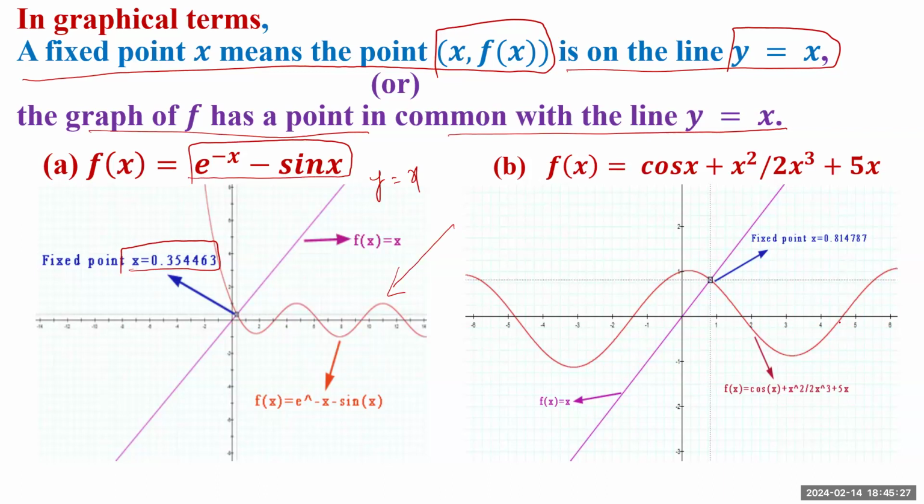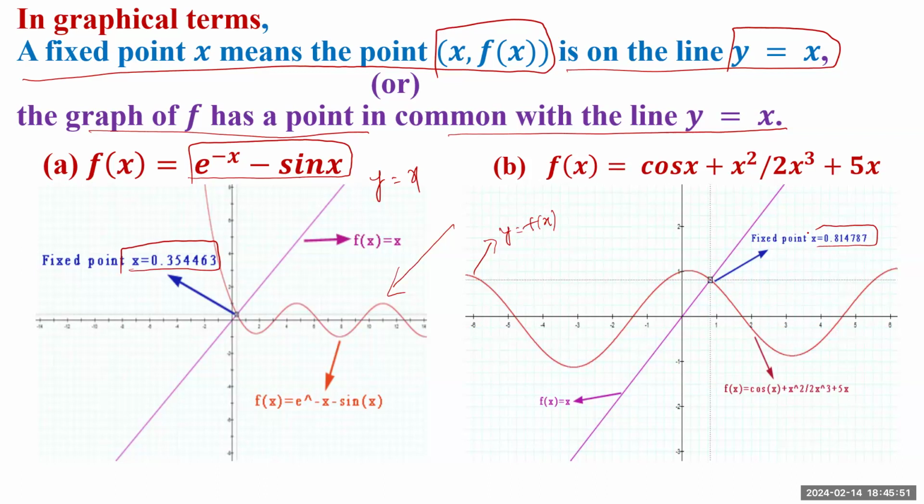So this is my function f(x) = (cos x + x²) / (2x³ + 5x). And this is the graph y = f(x). This graph intersects only at one point, right? So that is 0.814787. This is called a fixed point, right?